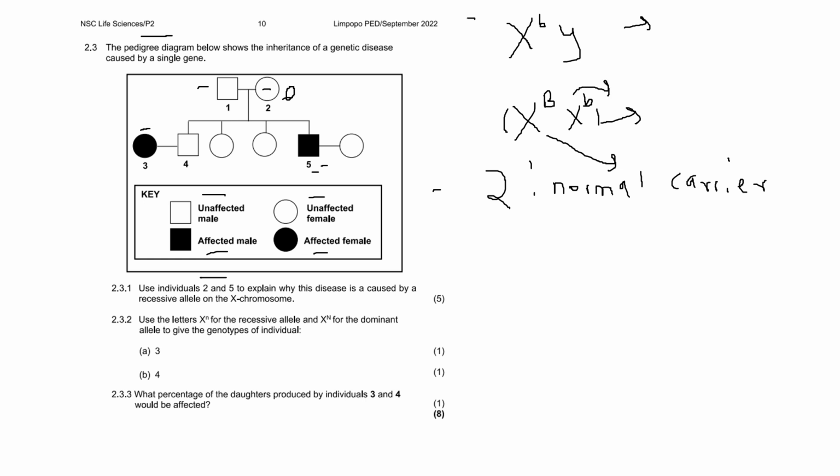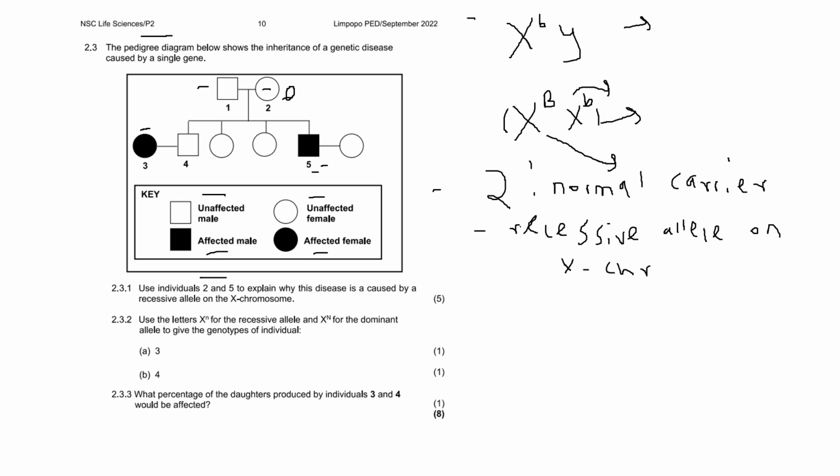So the recessive allele they have is on the X chromosome. We must mention every point. The recessive allele that number 2 has is on the X chromosome. That should be another point you can put.